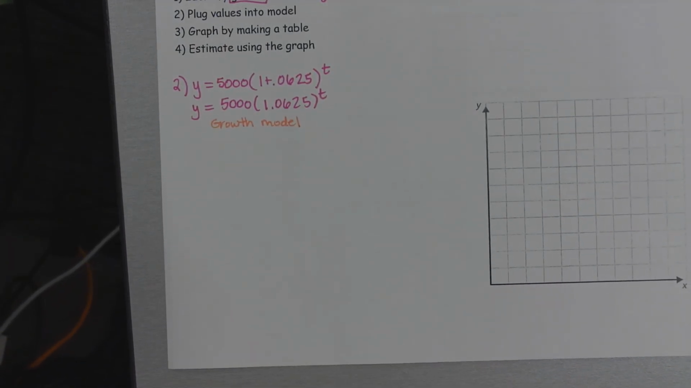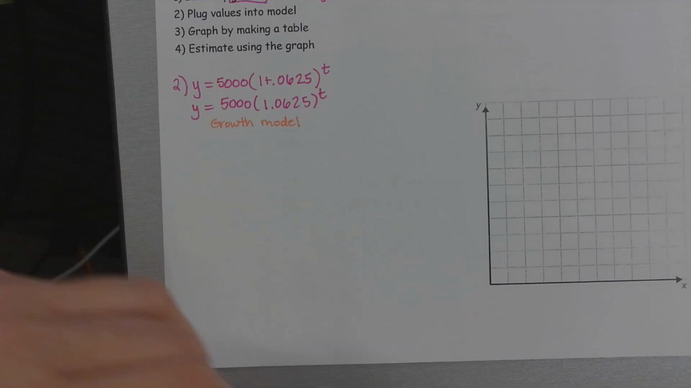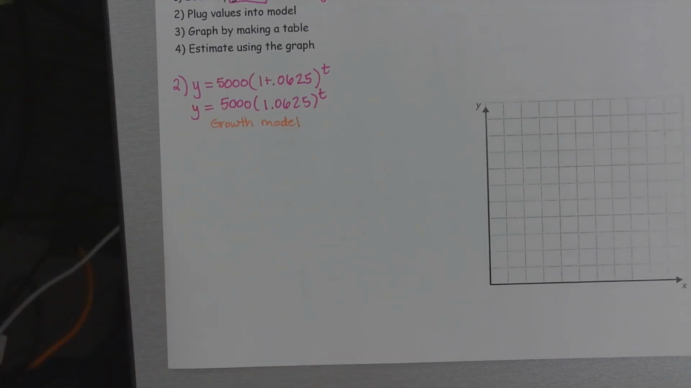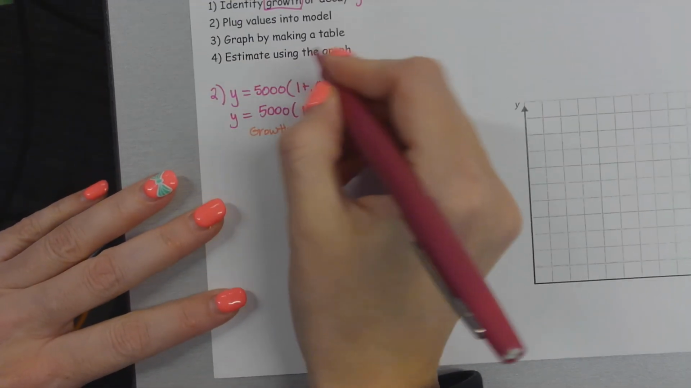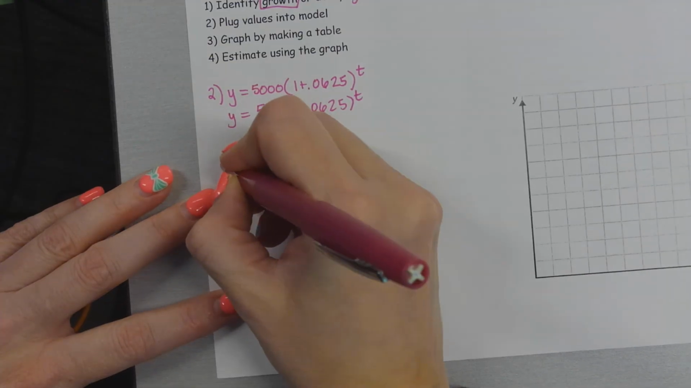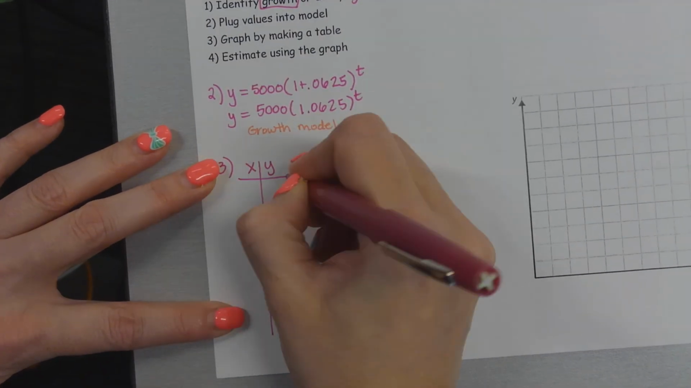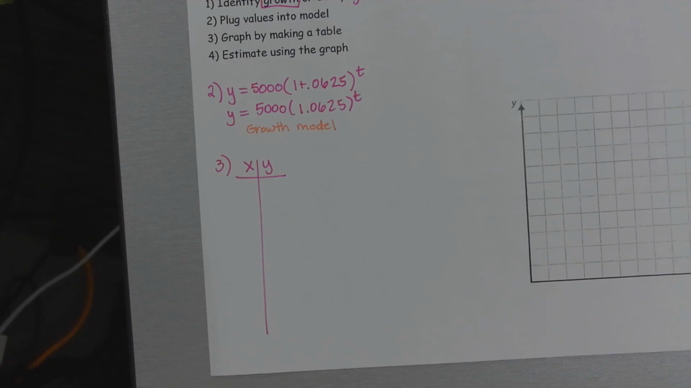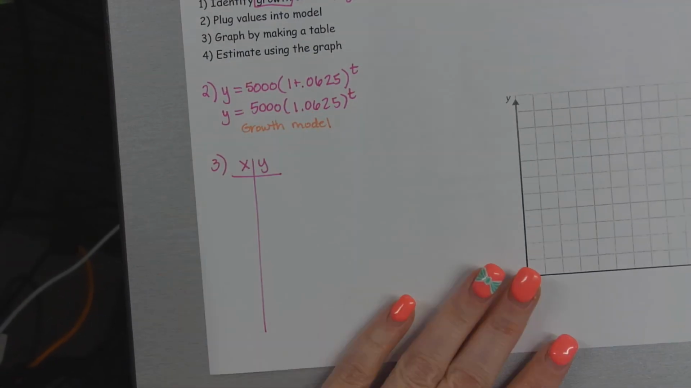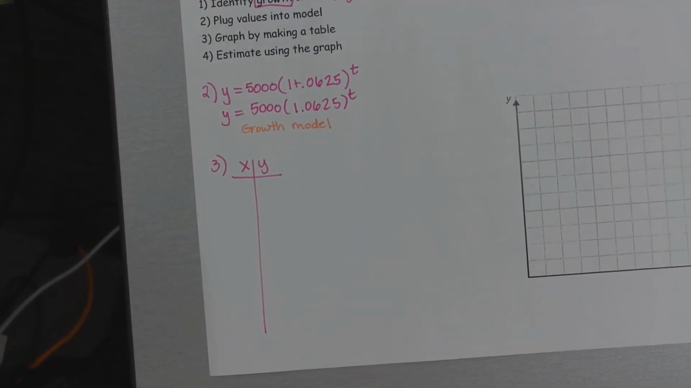All right, and then for step 3, what we're going to do is we are going to use our graphing calculator to make a table. And you're just going to write down your points. So I want you to go ahead, plug that into your graphing calculator. We are going to have large numbers here. That is fine.